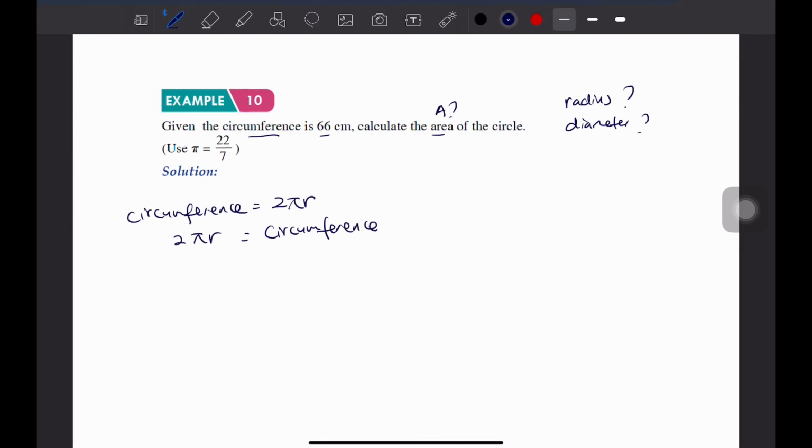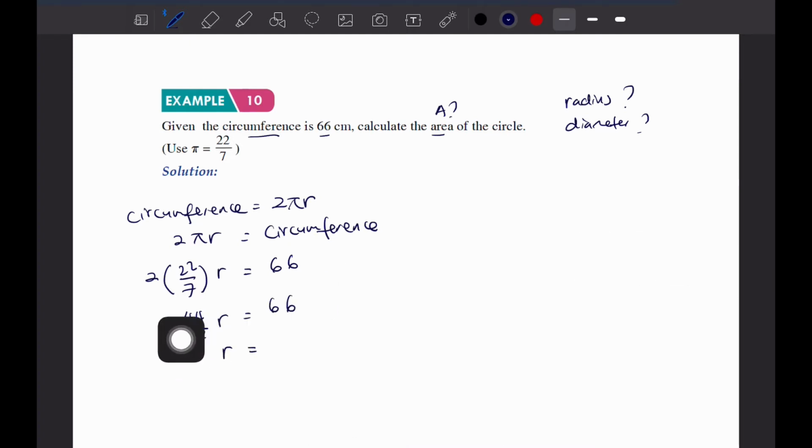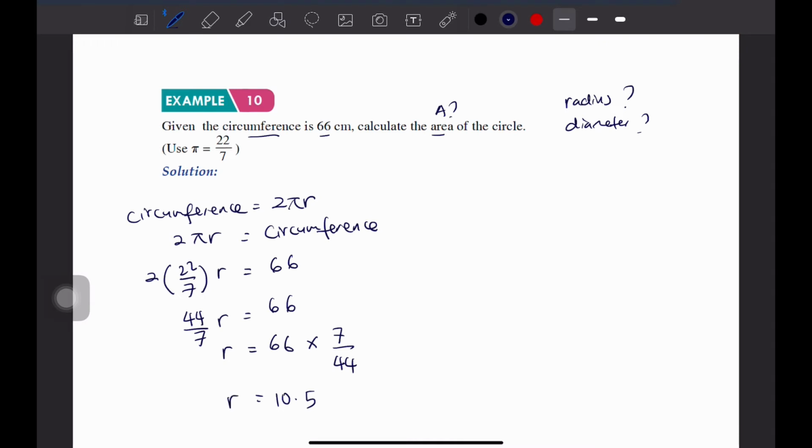Okay, so let's substitute the information. So 2 pi is 22 over 7. R unknown equals to 66. Okay, so let's solve this part. Okay, so 22 times 2 is 44 over 7. R equals to 66. So R is equals to, so this fraction you move it to the next side, so it will become reciprocal. So times 7 over 44. Okay, so press your calculator. 10.5. So radius is 10.5.